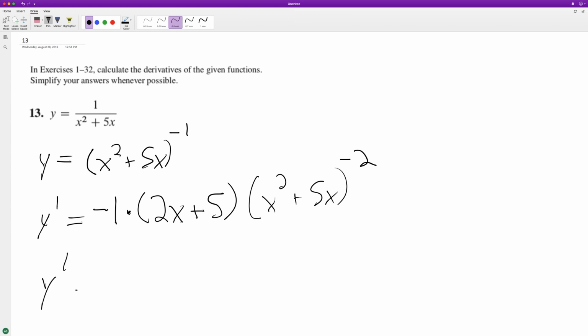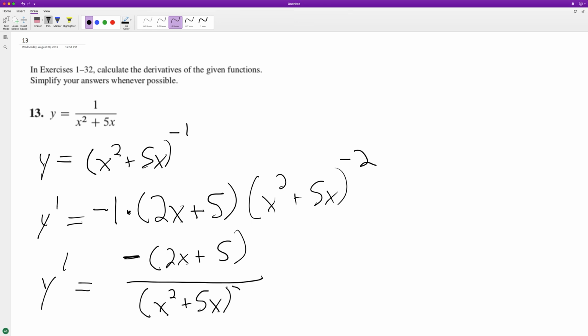So y prime will ultimately be equal to, depending on how you want to do it, negative quantity 2x plus 5 all over x squared plus 5x raised to the second.